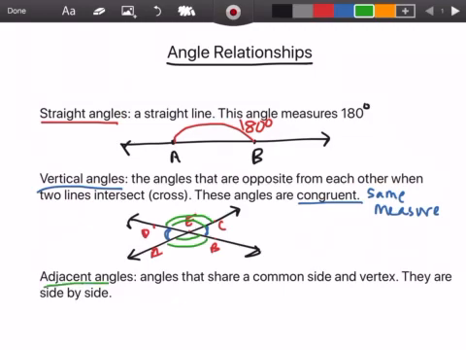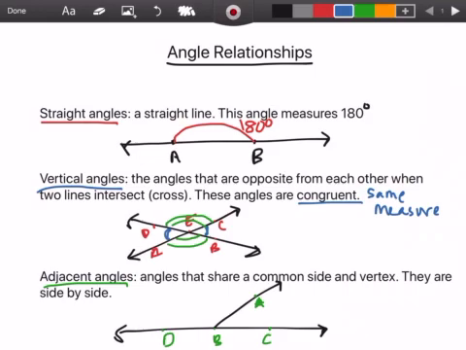Next, we have adjacent angles. These are angles that share a common side and a vertex. They are side by side. Again, this comes in handy whenever we're dealing with a straight line with another line coming off of it. So let's go A, B, C, and D. So this angle, ABC right here, is adjacent to ABD.